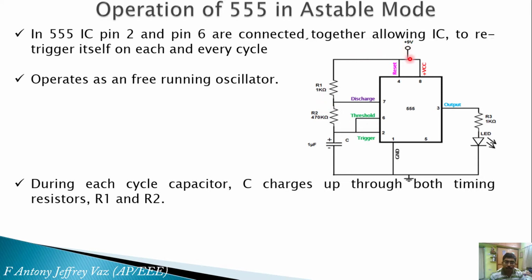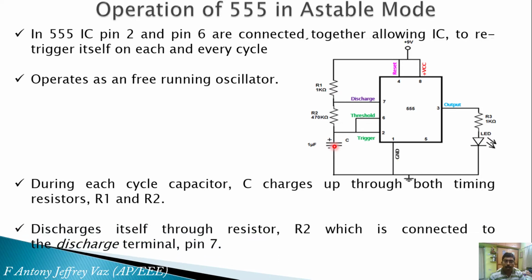You connect a battery of 9 volt and a ground. Then the 1 microfarad capacitor over here will charge through the resistances R1 and R2, and discharge through the resistance R2 into the discharge pin of the 555 IC.